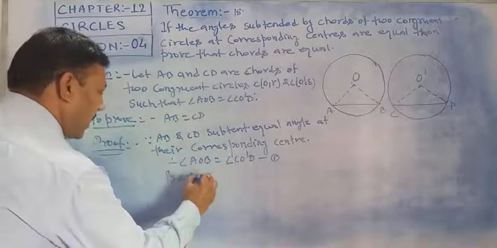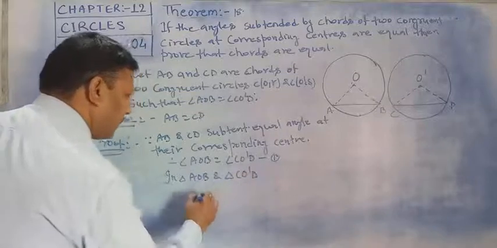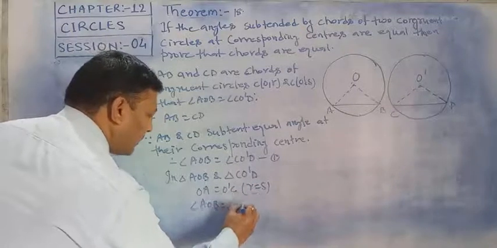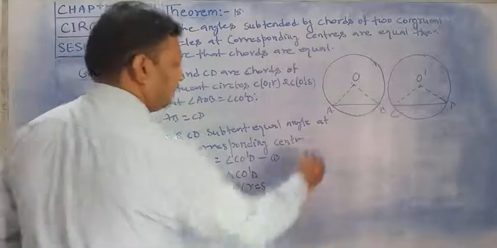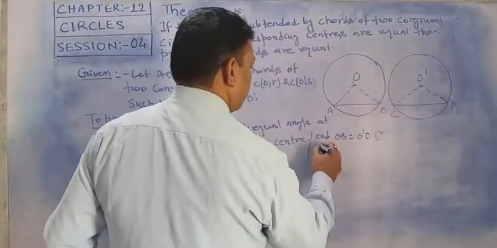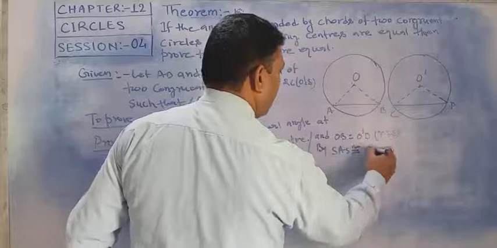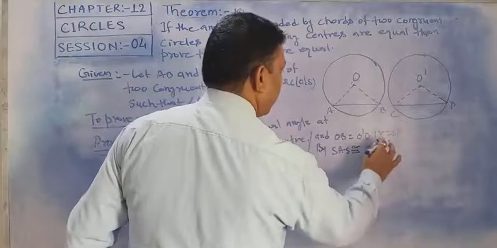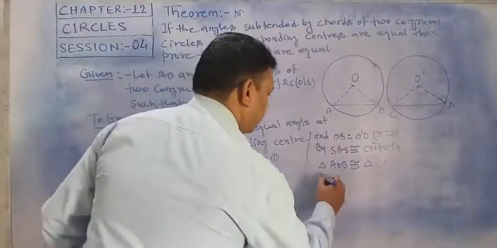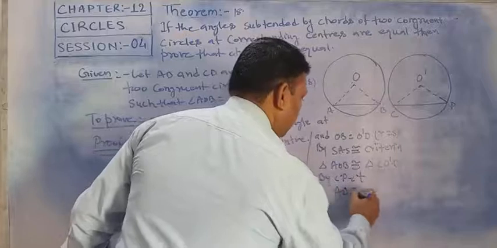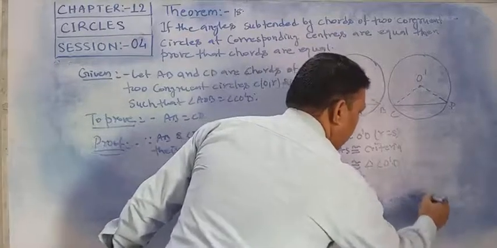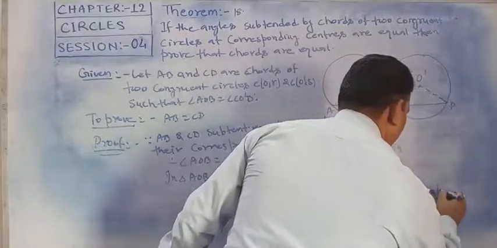Now in triangle AOB and triangle CO'D, OA equals O'C, this is R equals S. Angle AOB equals angle CO'D, it is given. And OB equals O'D, this is also R equals S. So by SAS congruence criteria, triangle AOB is congruent to triangle CO'D. By CPCT, AB equals CD. Hence chords are equal, and that's the proof.